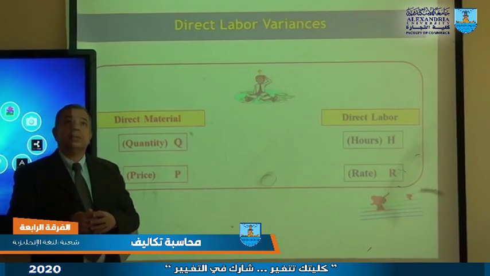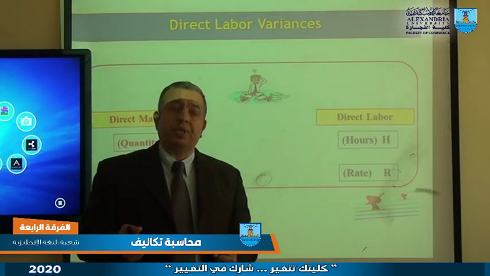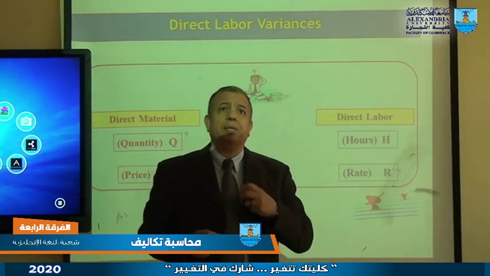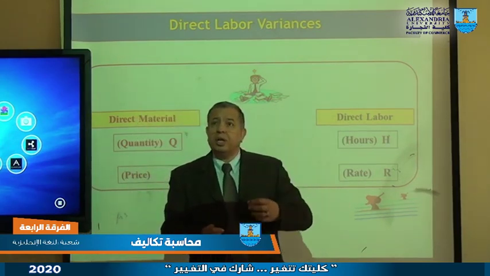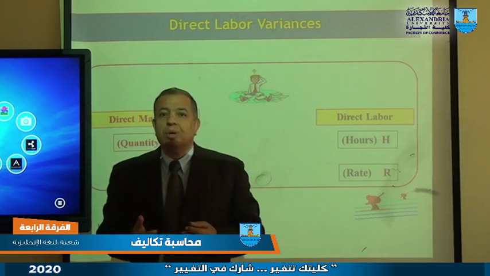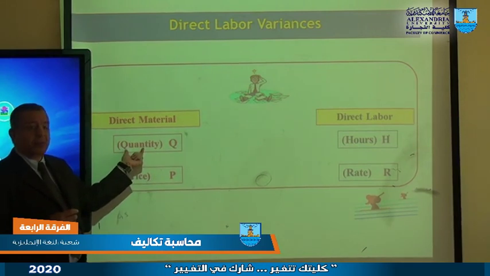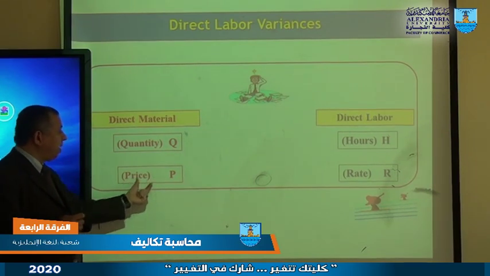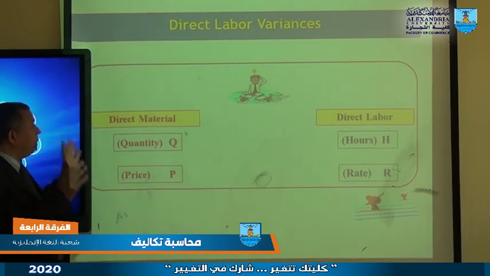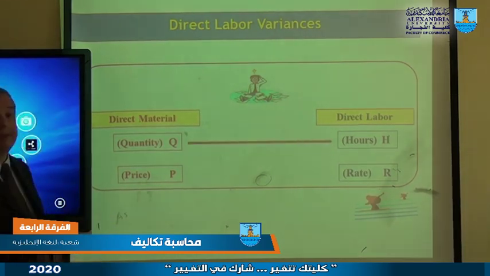In direct material, we have actual cost, standard cost. What is the actual cost in direct material? Actual quantity, actual price, standard quantity. In direct labor, it is very, very simple. In direct material we have quantity, and instead of quantity we say Q as an abbreviation here. For price, P. What is the difference between the analysis of direct material and direct labor? This is the first difference.